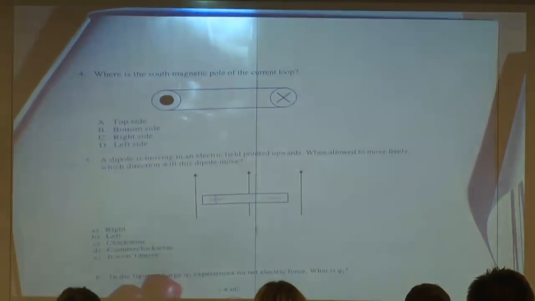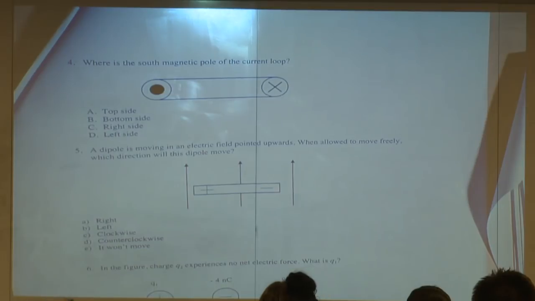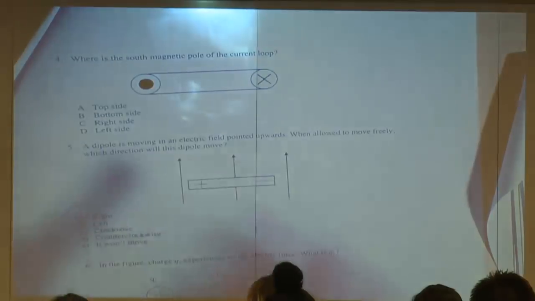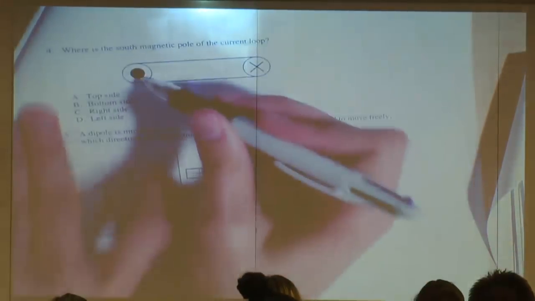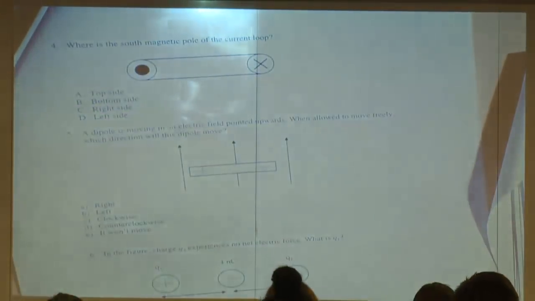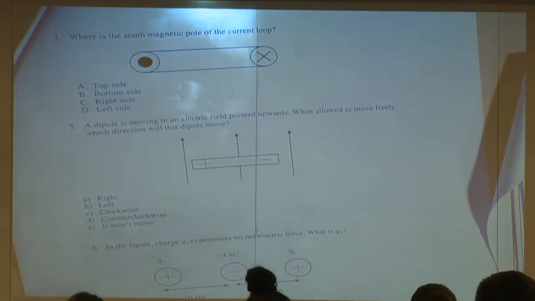Okay, so the question says, where is the south magnetic pole of the current loop? So what we're going to do is use our right-hand rule. I know that's our favorite. You're going to look at both sides, because you can picture this as a 3-dimensional loop. So that's going out and then into the page like that. So it's like this, out to in. So we're going to look at both sides and do the right-hand rule on both sides of the loop.